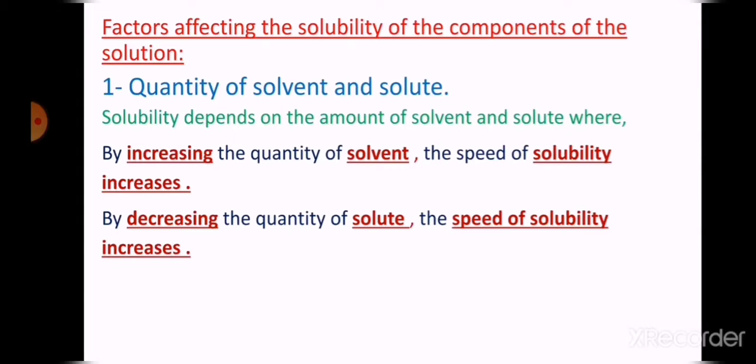You observe that dissolving sugar in 500 milliliters of water takes a shorter time than that needed to dissolve the same quantity in 100 milliliters of water. So the solubility process depends on the amount of solvent, where by increasing the quantity of the solvent, the speed of the solubility increases.